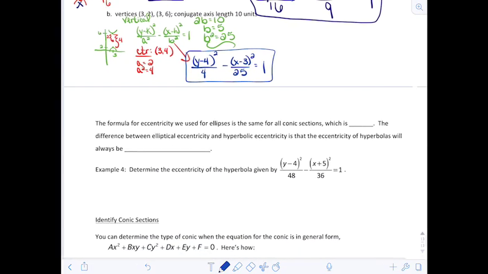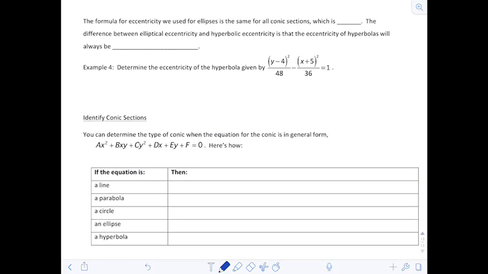Okay, just like we talked about with ellipses, hyperbolas also have eccentricity. So the formula for eccentricity that we used for ellipses will be the same for all conic sections, and that again is e equals c over a. The difference between elliptical eccentricity and hyperbolic eccentricity is that eccentricity of hyperbolas will always be greater than 1, versus ellipses will always be between 0 and 1.